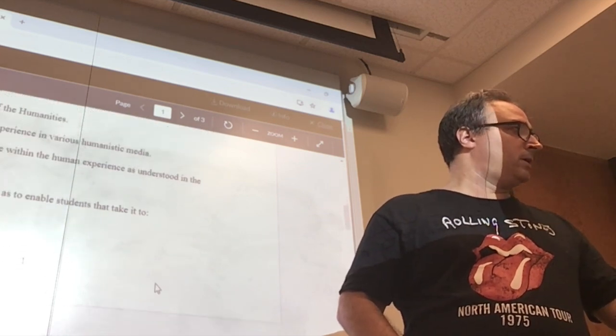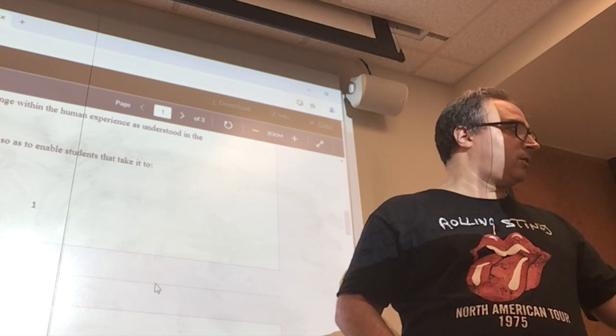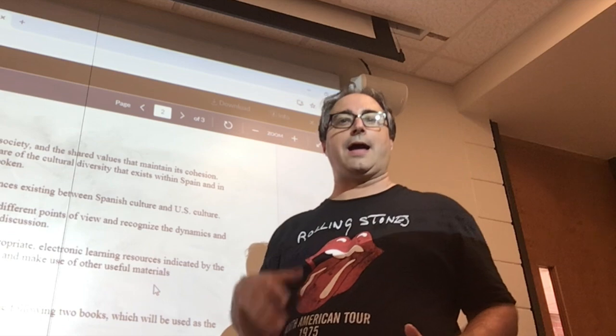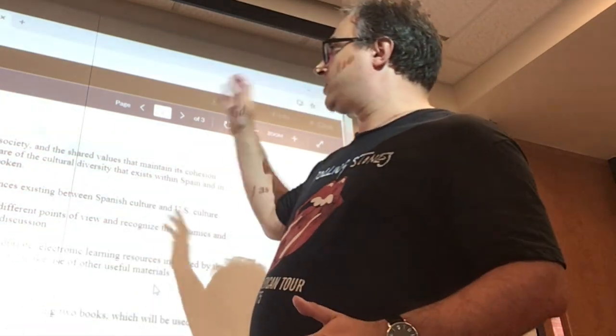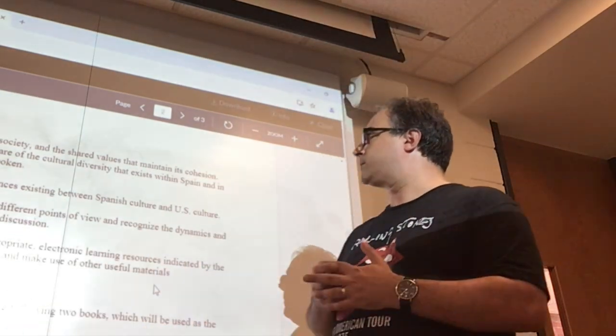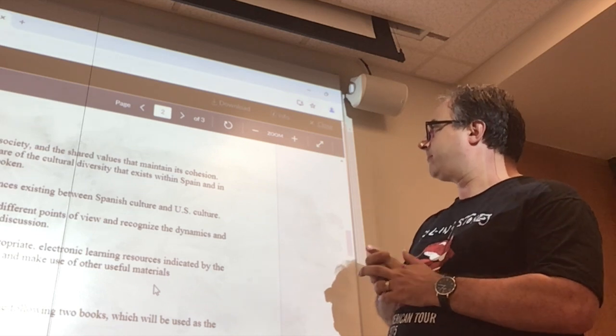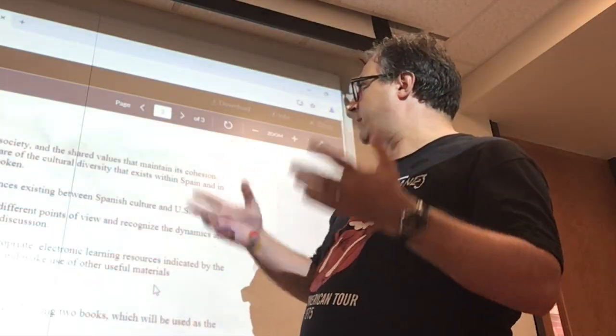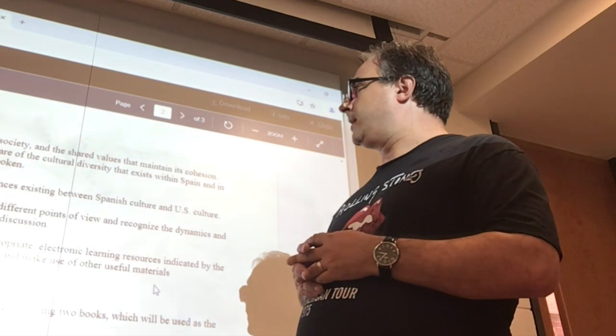So those are the SLOs, or student learning outcomes, from the point of view of general education, but then there are also some specific SLOs for Spanish 250, and this is basically what the course is going to allow you to do. So, first of all, gain basic knowledge of Spain, its society, and the shared values that maintain its cohesion. Obviously, the idea is that we will talk about Spanish culture, Spanish society, and the different traits that make Spain the country that it is.